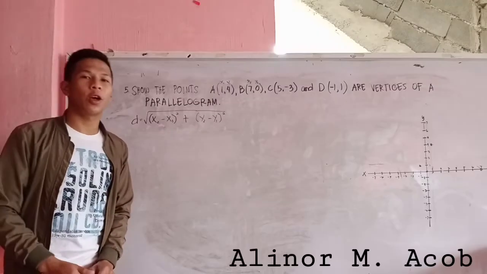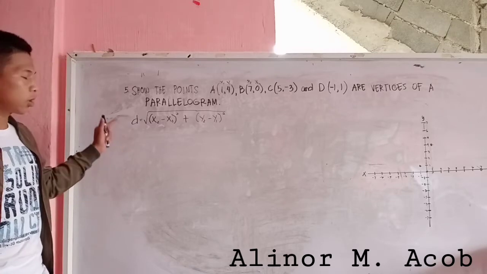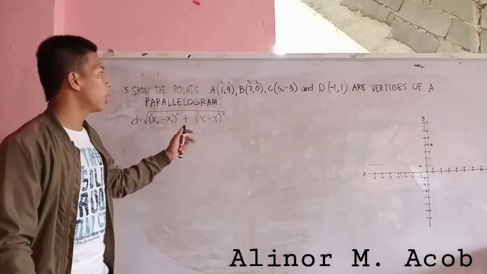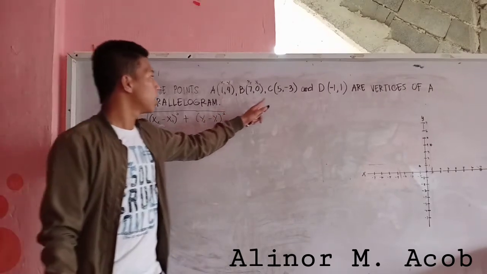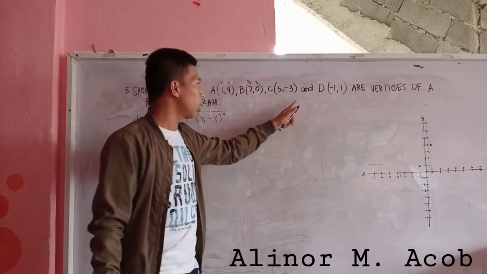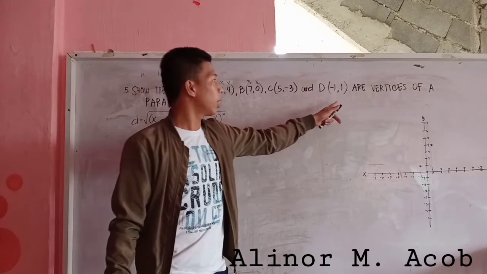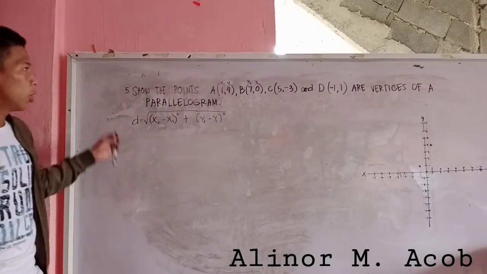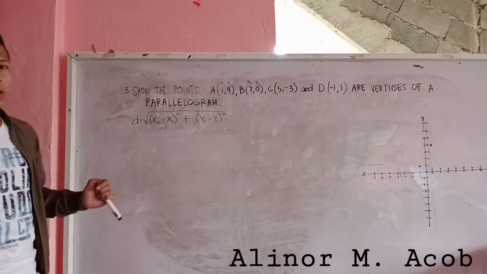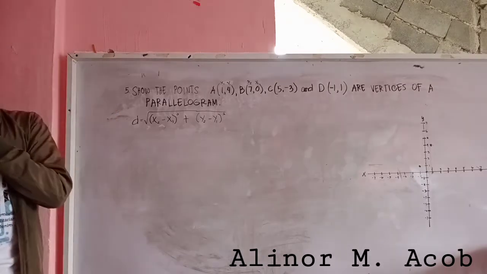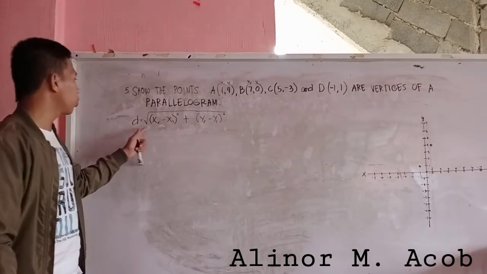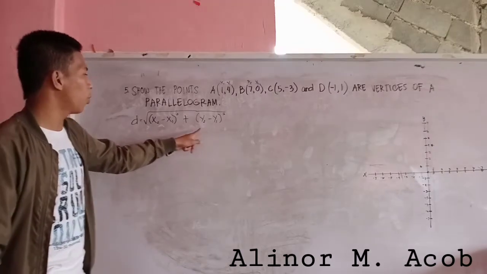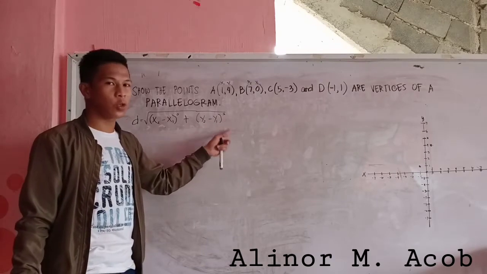Assalamualaikum, my name is Alinor Acob. So I will discuss question number 5, which is show the points A, 1, 4, B, 7, 0, C, 5, negative 3, and D, negative 1, 1 are vertices of a parallelogram. So to solve this question, we need to use distance formula, which is D is equal to square root of x sub 2 minus x sub 1 squared plus y sub 2 minus y sub 1 squared.